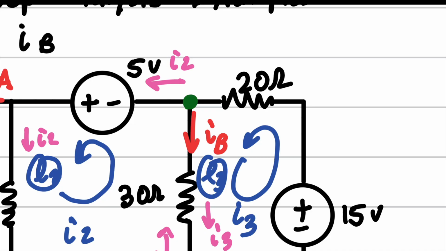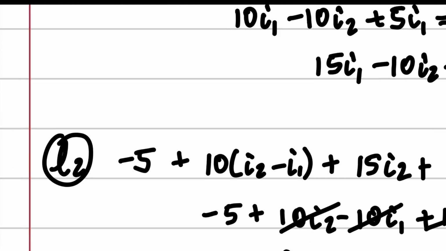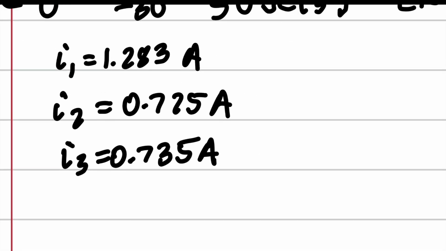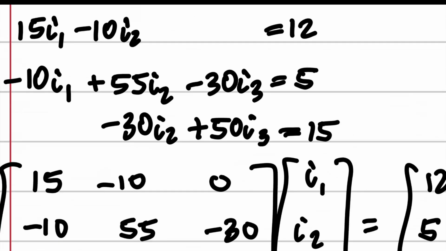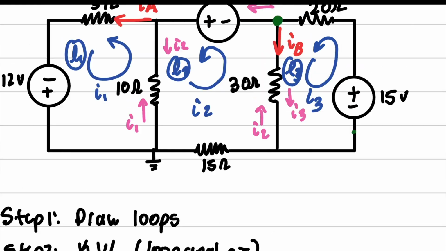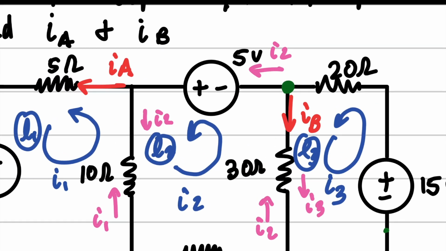Oh, and then also, just a side note, notice how these values were all positive. That means that all of the directions that we chose were correct. That means all of the currents are going in a counterclockwise fashion. If we chose this one to be going clockwise, then this one would have been negative, right?